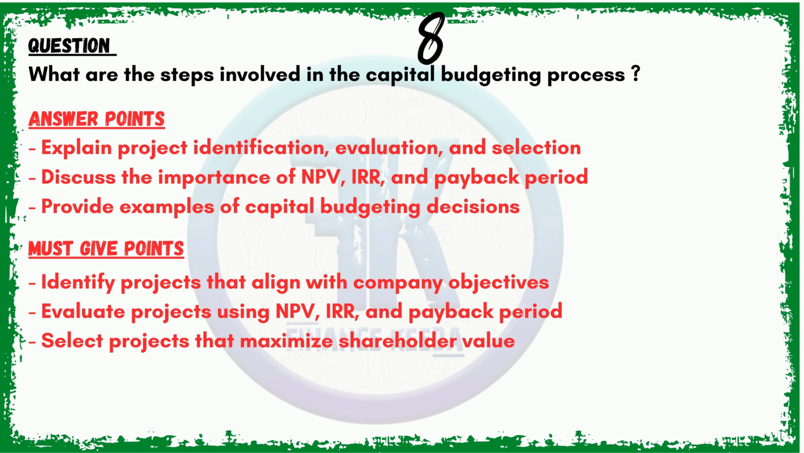For this question, when answering, you should explain project identification, evaluation, and selection. Discuss the importance of NPV, IRR, and payback period. Provide examples of capital budgeting decisions. Also below are the must-give points. Identify projects that align with company objectives. Evaluate projects using NPV, IRR, and payback period. Select projects that maximize shareholder value.